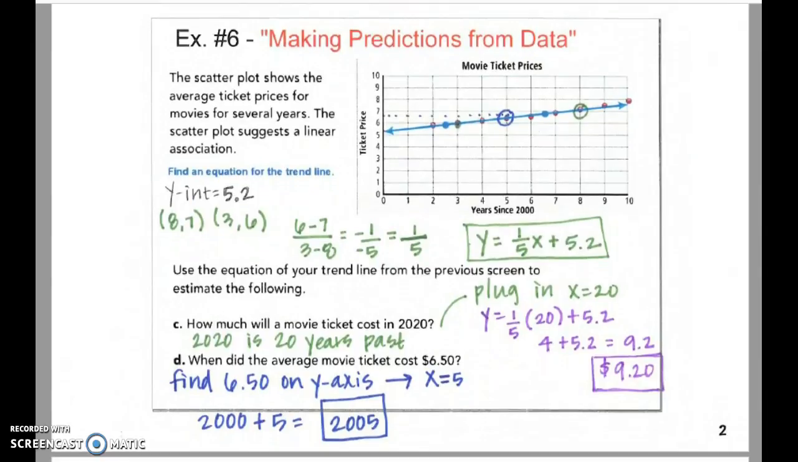The last one is where we're actually going to make some predictions. And this one shows the cost of movie tickets. I guess it's not the last one. Sorry, guys.